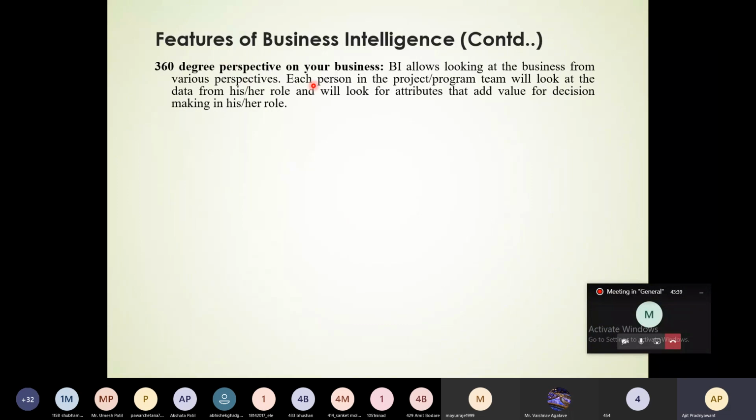Again, it's a 360-degree perspective on your business. BI allows looking at the business from various perspectives. Each person in the project or program team will look at the data from his or her role and will look for attributes that add value for decision making in that role.